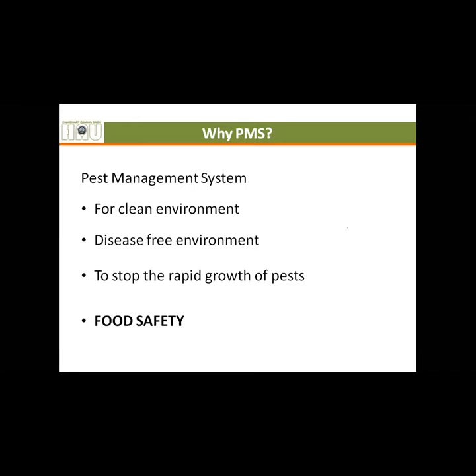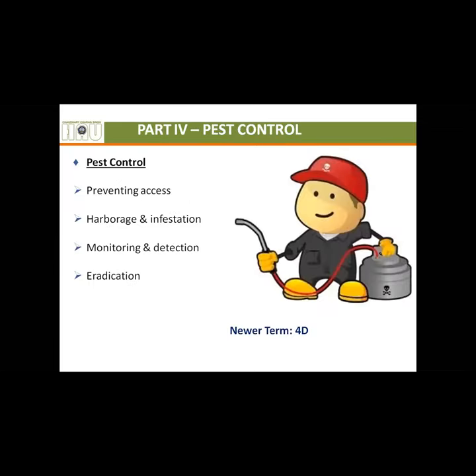Another PRP is pest control, so that you can provide a clean, disease-free environment. So how do we control all these pests? People say that pest control is preventing access, like we should prevent their entry into our system. This can be done with the help of certain designs, either building designs or engineering designs, with proper designing of the buildings, doors, windows, drainages and all those.